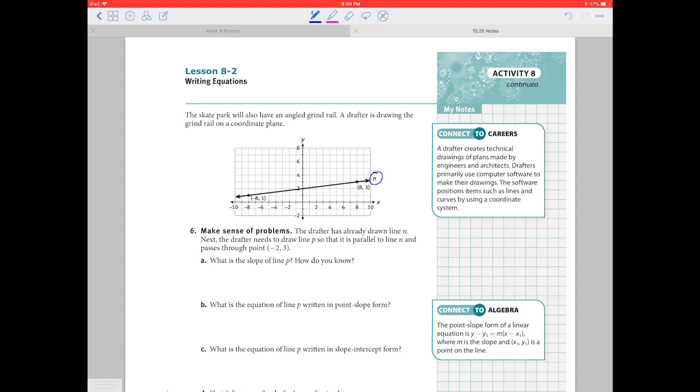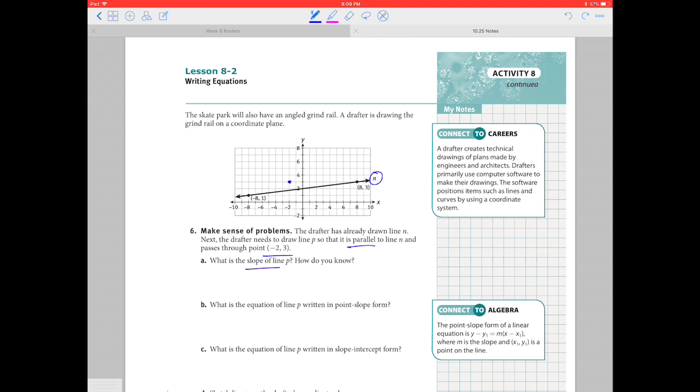Next, the drafter needs to draw line P so that it is parallel to line N and passes through the point (-2, 3). So let's find the stuff on our graph first. (-2, 3) is this point right here. And we want to draw the line parallel. So we know it should look something like that, right? But now let's actually be a little bit more precise and use the picture of the graph.